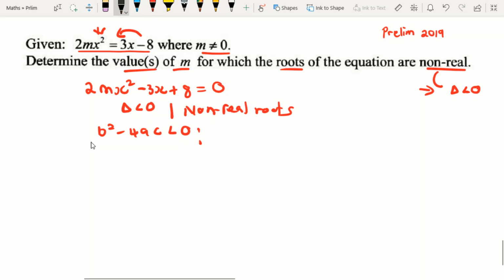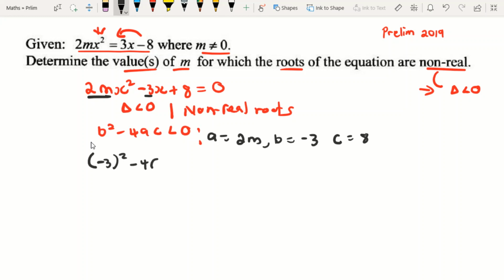My a is equal to 2m, this one here. My b is equal to minus 3, this one here, and then my c is equal to 8. So you're just going to substitute that into your formula. Instead of writing b squared, I'm just going to write my b, which is minus 3, all squared, minus 4, my a value is 2m, and then my c value is 8. Remember the discriminant is less than 0.